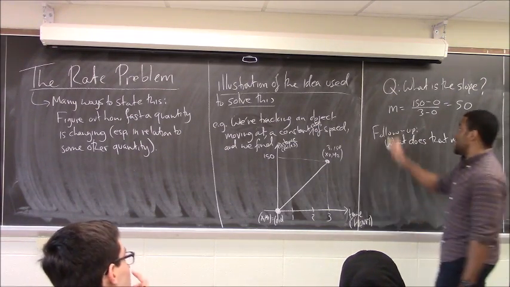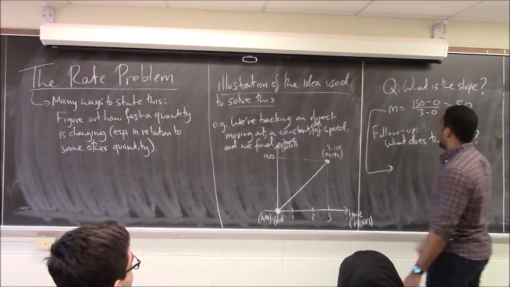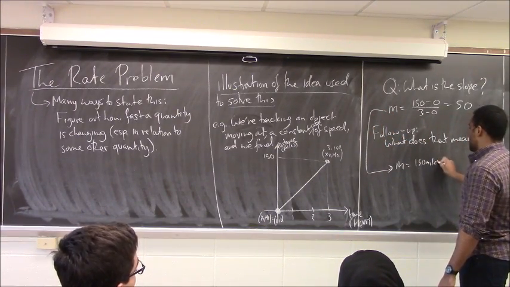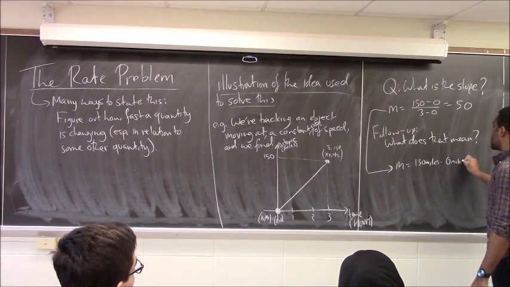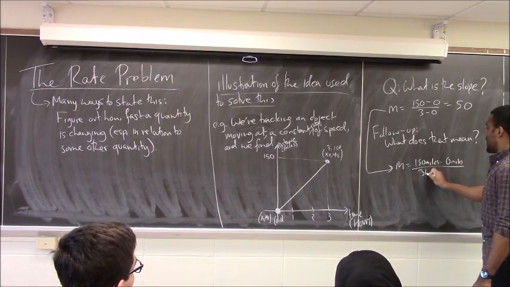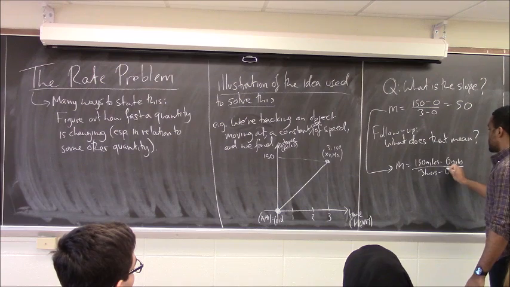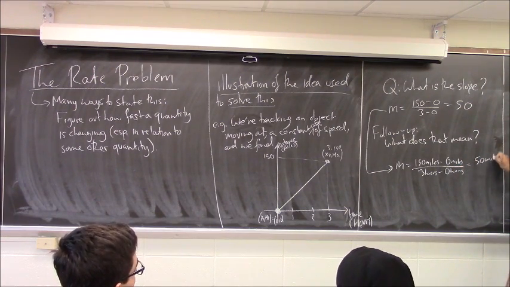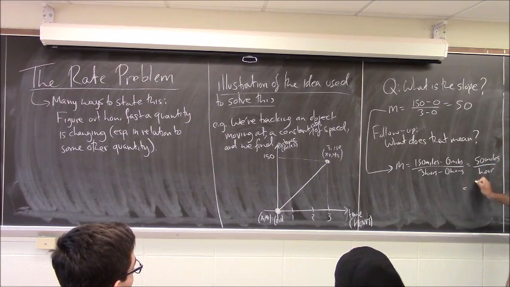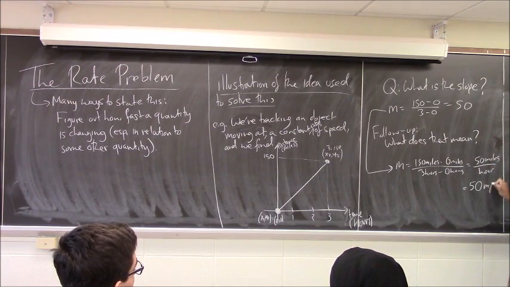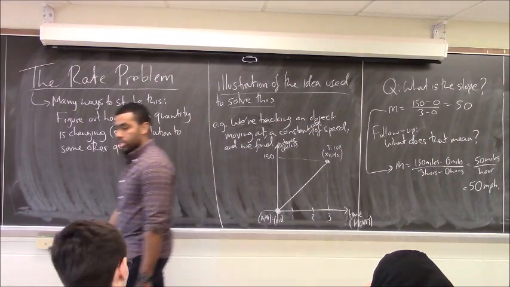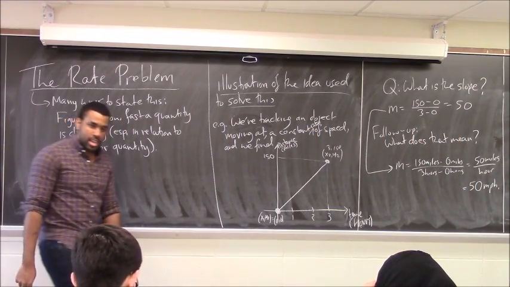If you actually paid attention to the units, you'd realize your slope was 150 miles minus 0 miles over 3 hours minus 0 hours. The answer is 50 miles divided by hours. Or for shorthand, that is 50 miles per hour. Turns out that the slope of that line that we were tracking, the distance over time, ends up telling us how fast the object was moving.